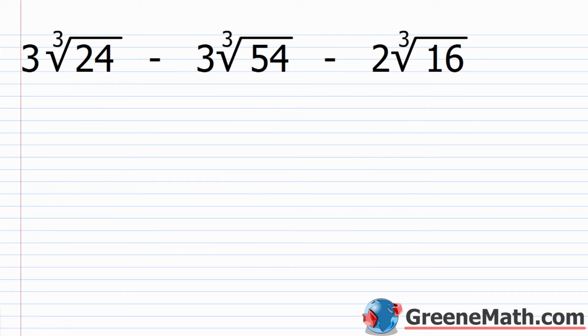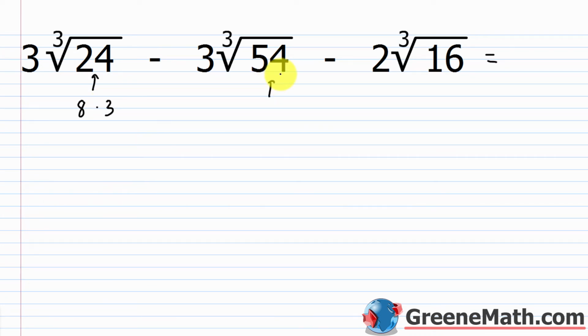All right, so let's take a look now at 3 times the cube root of 24 minus 3 times the cube root of 54 minus 2 times the cube root of 16. So now we're working with cube roots. So you think about 24, you're looking for a factor that would be a perfect cube, right? A number that when multiplied by itself 3 times gives you that number back. So when I think about 24, are there any factors that would be a perfect cube? Well, yeah, 8 would be, right? 8 is 2 cubed. So 8 times 3, 54.